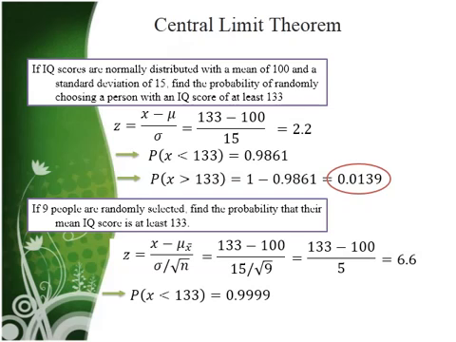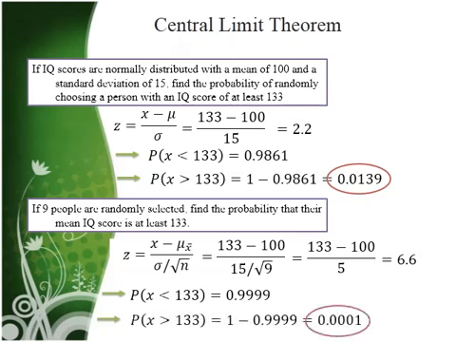In other words, it's very likely that if we randomly select 9 people, their mean IQ score is going to be less than 133. So to answer this question, we want to find the probability that the mean IQ score is greater than 133. We just subtract 1 minus 0.9999.